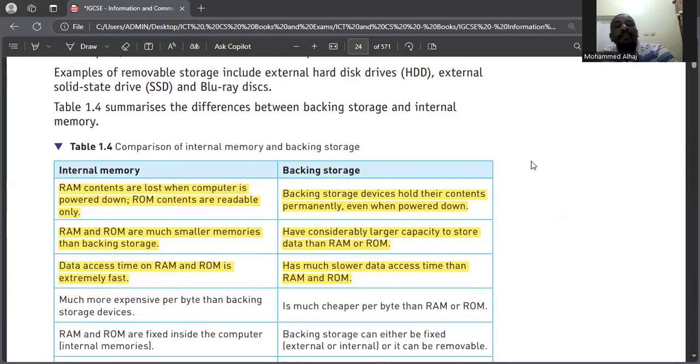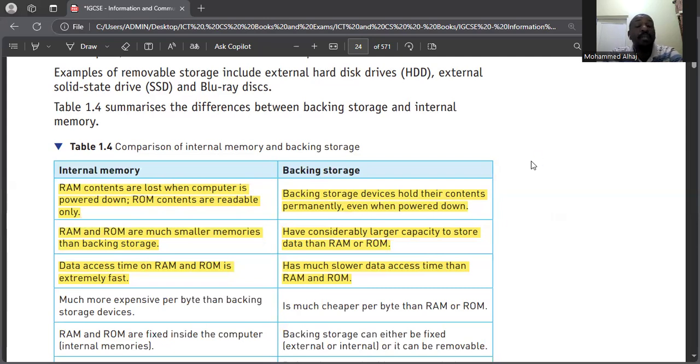Some comparison between the internal and the backing storage memory. As we said, the contents of internal memory, just like RAM, are lost when the computer is powered down, sorry, or powered off, whereas backing storage devices hold their contents permanently. Even if we switch off the computer, the data will still be saved in our computer. RAM and ROM are much smaller.